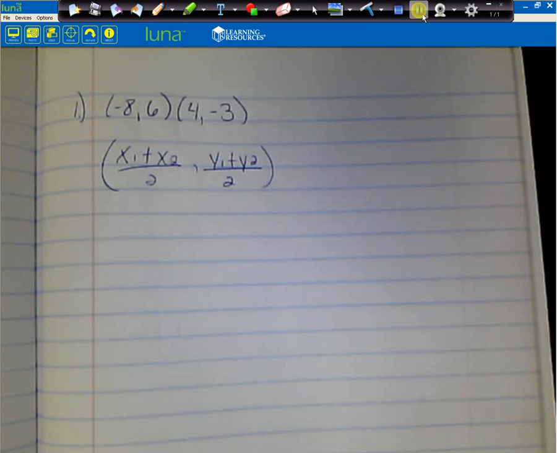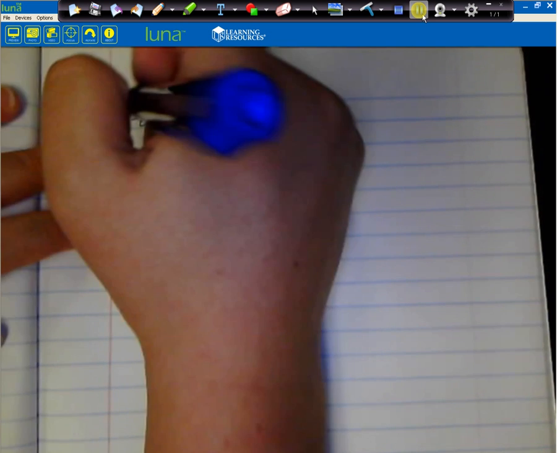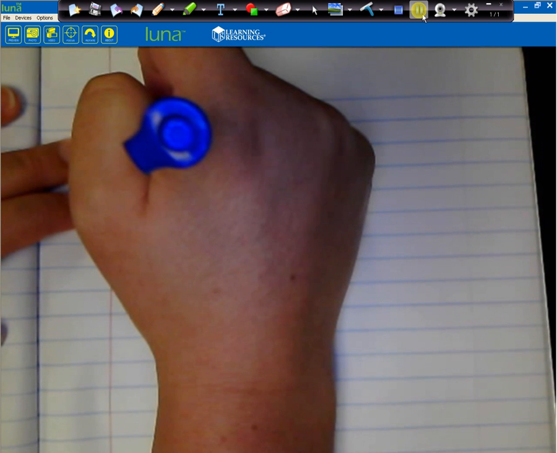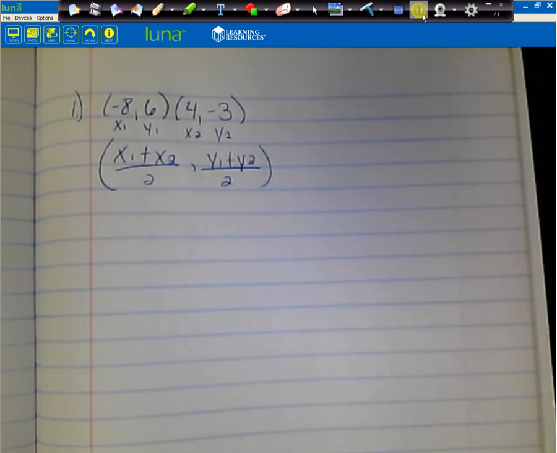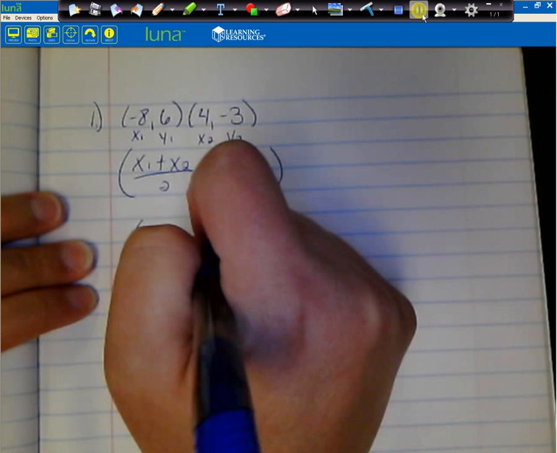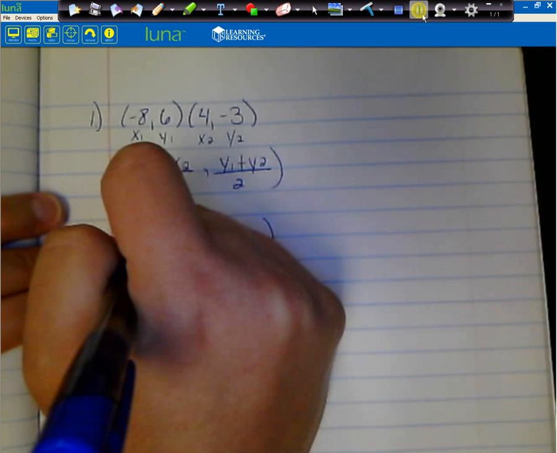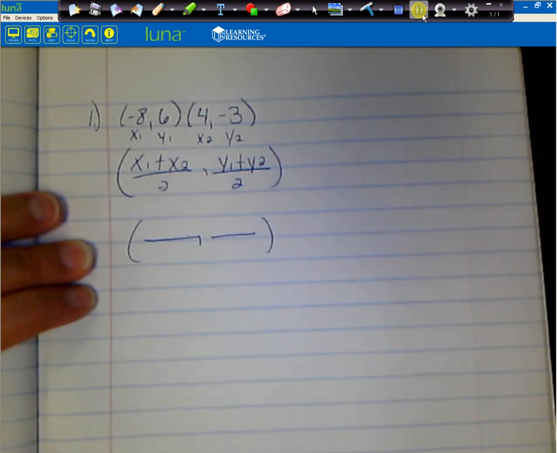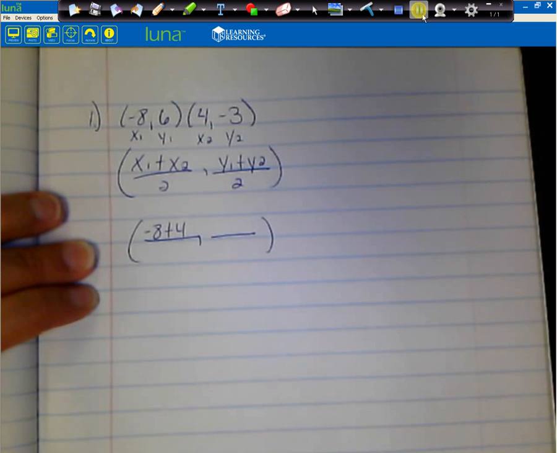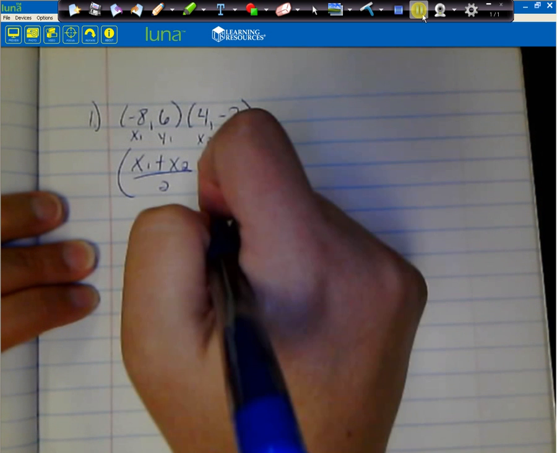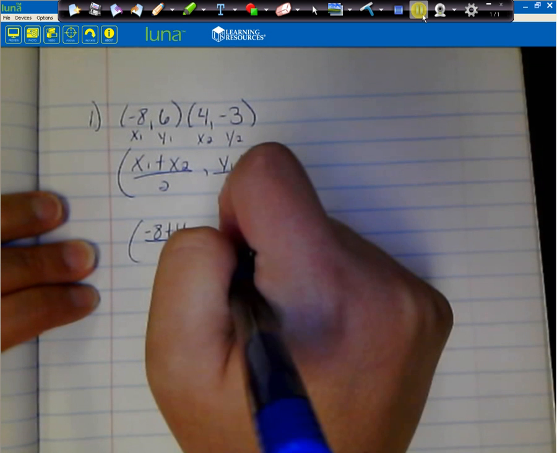All right, so there's my midpoint formula, and I'm going to go through just like I did with the slope formula, and I'm going to label these points x1, y1, x2, y2 to make sure I get them all put in the correct place. So then I'm going to plug those numbers into my formula. So x1 plus x2 is -8 plus 4 over 2. And y1 plus y2 is 6 plus -3 over 2.